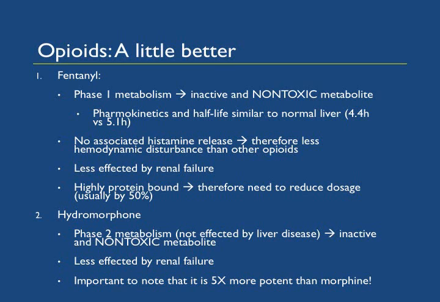Hydromorphone undergoes phase 2 metabolism and therefore is not as highly affected by liver dysfunction and creates an inactive and non-toxic metabolite. It is also less affected by renal failure. However, it is important to note that hydromorphone is 5 times more potent than morphine, and this really does need to be considered, especially in patients with a history of substance abuse.